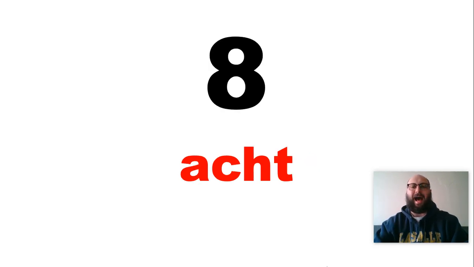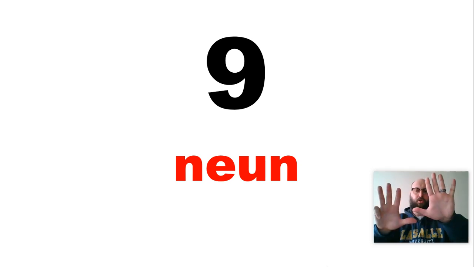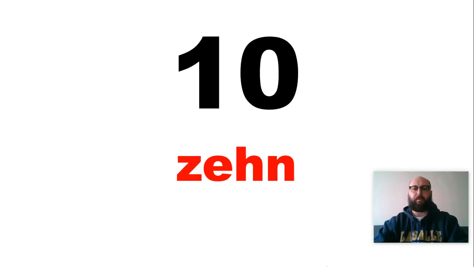Then comes acht. The CH sound in acht is that angry badger noise, the sh that you've heard before. So it's acht. Then comes neun. Neun, the diphthong here is EU, like in Deutsch and Euro. Neun. Then comes zehn.